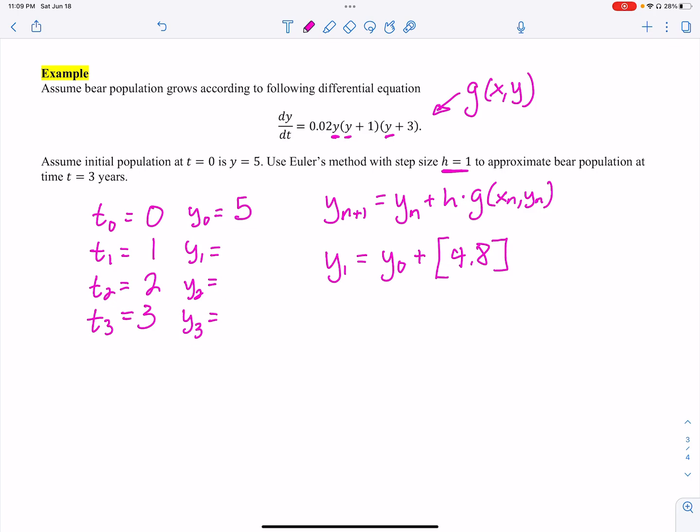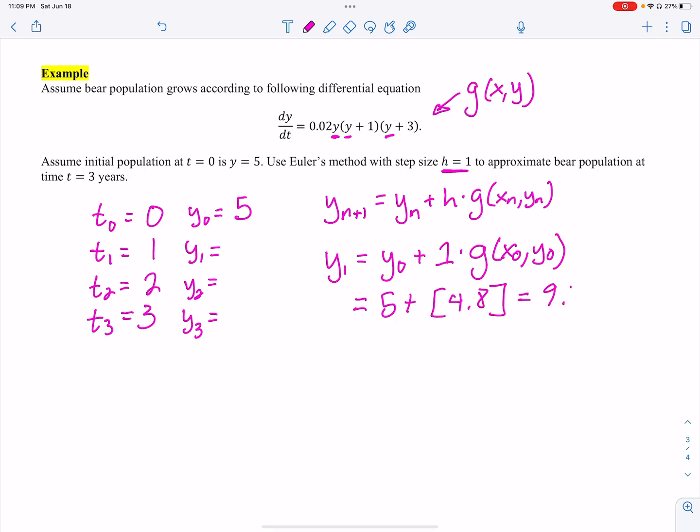Let me write this actually with the formula here. It's going to be 1 times g of x naught, y naught, and then we'll fill this in. Okay, y naught is 5. I can get rid of h, and now if I plug this in, this is where we should put the 4.8. Now it makes sense. Okay, we get 9.8, whatever that may mean.